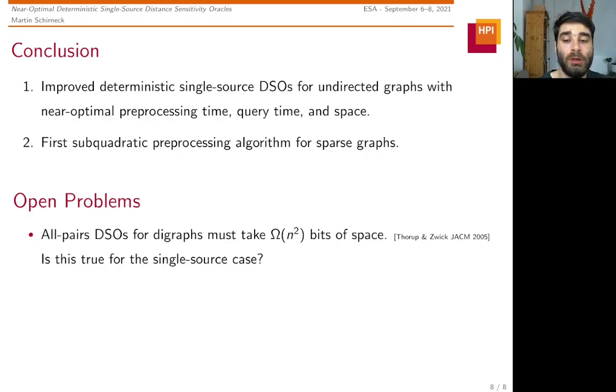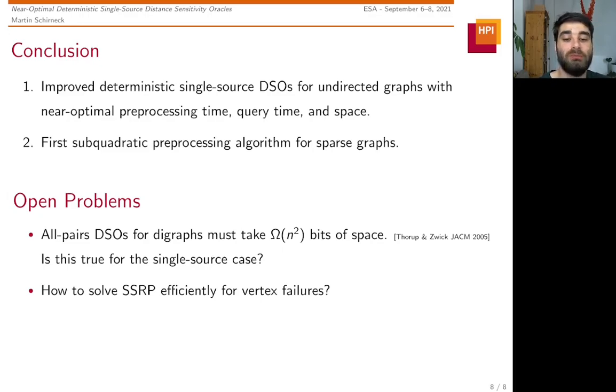What is left to do? Well, the obvious question is, what can you do on directed graphs? It is known that for all pairs DSOs, where you can query any pair of vertices and not only distances to a single source, you have to have quadratic space. This is known. But this may or may not be true for the single source case. This is currently unknown. Also, it would be interesting to solve SSRP efficiently for vertex failures.